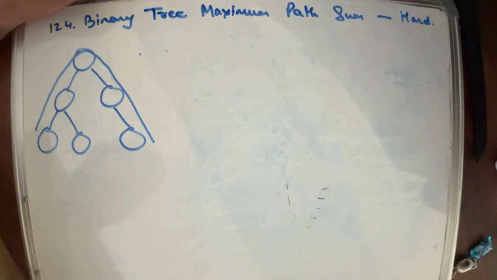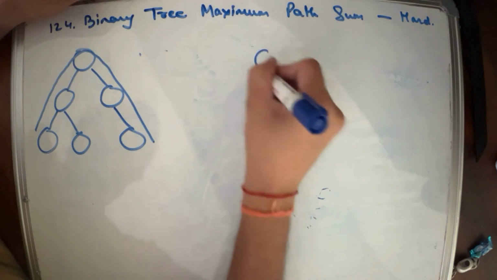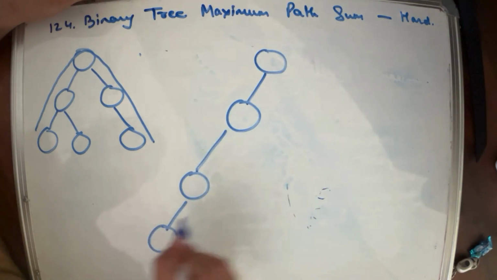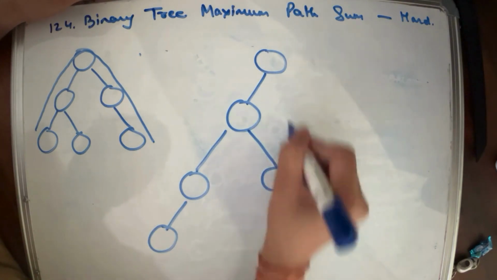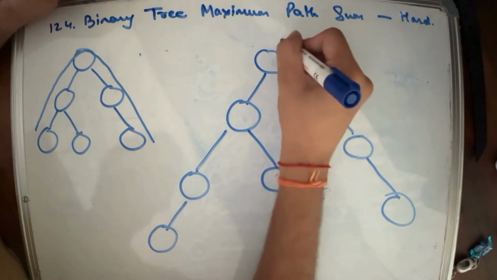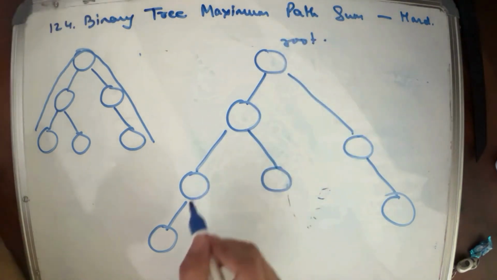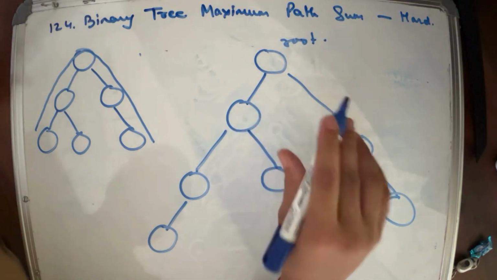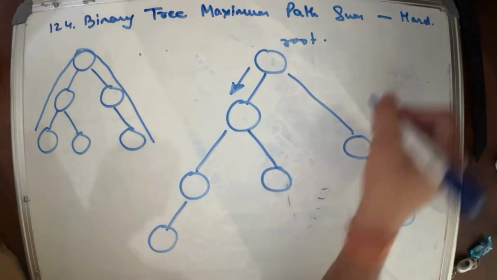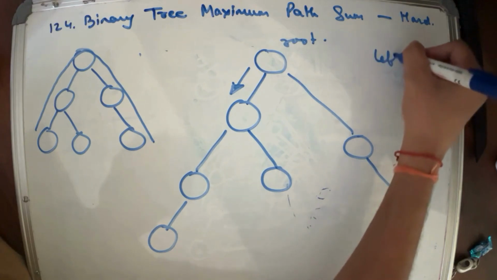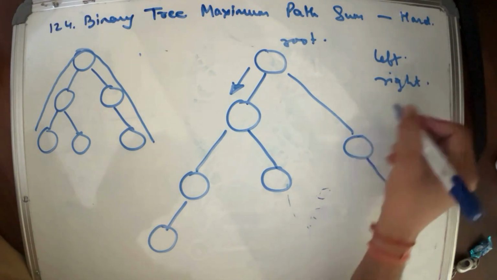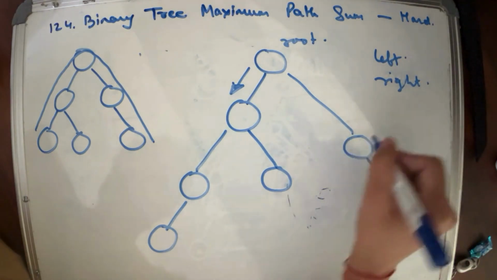So considering this, we will check for every root, for every node. So for the root, we do basic recursion. How do we do it? First, we go to the left child, right? So what do we do in recursion? We go to left, then we go to right, and then we check if it is a leaf node.